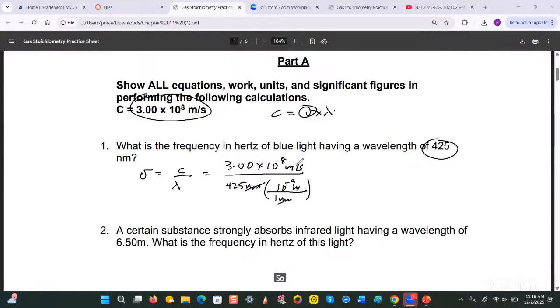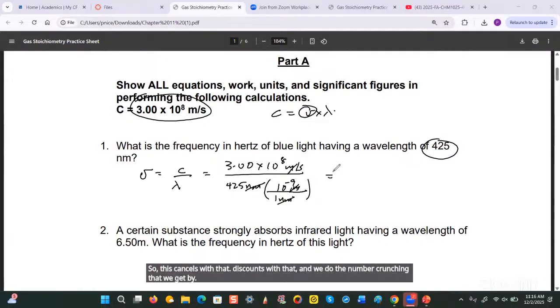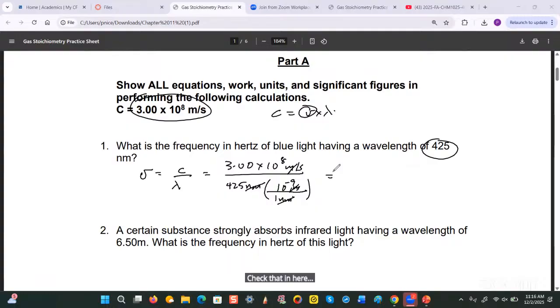So this cancels with that, this cancels with that, and we do the number crunching. Let me get my calculator here. So 3 times 10 to the 8 divided by 425 times 10 to the minus 9. And according to my calculation, rounded off to 3 sig figs, the answer is going to be 7.06 times 10 to the 14. And the units here would be 1 over s, which is the same thing as s to the minus 1. Or you can say hertz, doesn't matter which one you use. They're both correct. And that's it.